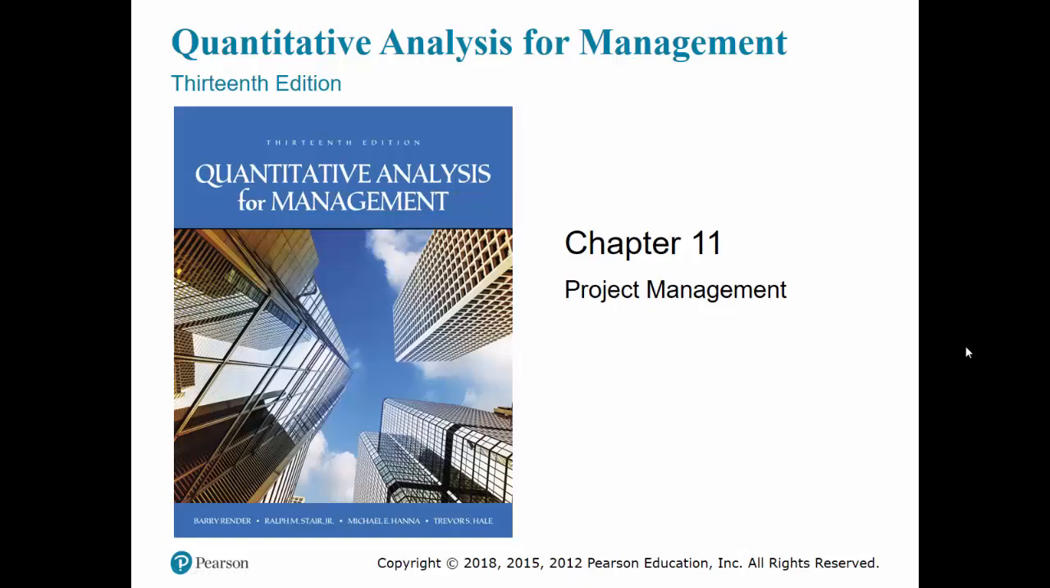Chapter 11, Project Management. In this chapter, we're going to look at general concepts of project management and specifically two different approaches to project management, and they are called PERT and CPM. PERT stands for Project Evaluation Review Technique, and CPM stands for Critical Path Method. We'll talk more about these two methods, the similarities and the differences in just a second.